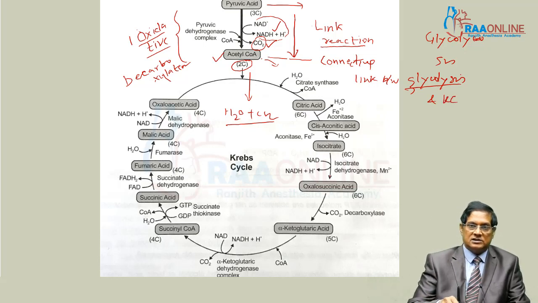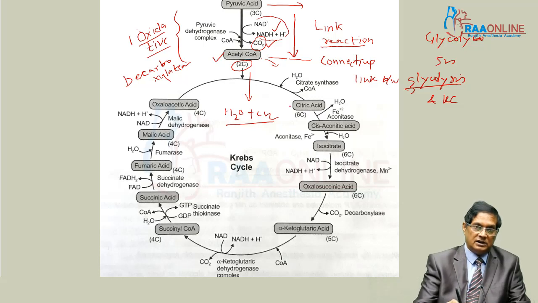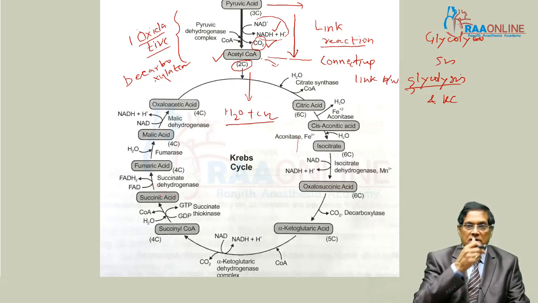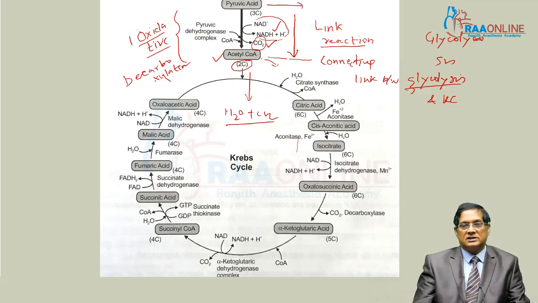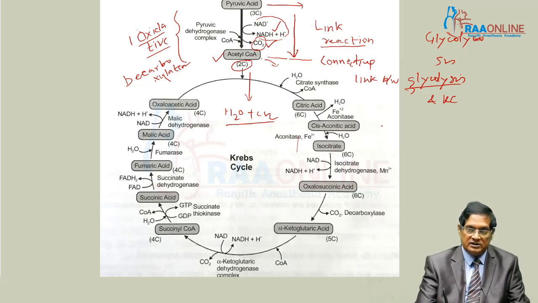Then see, these are the different steps of the Krebs cycle. That is citric acid, succinic acid, isocitric acid, oxalosuccinic acid, alpha ketoglutaric acid. This is very easy to learn. Take the initial letter of each acid.